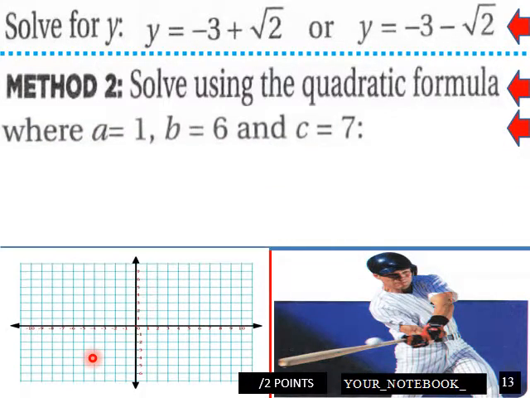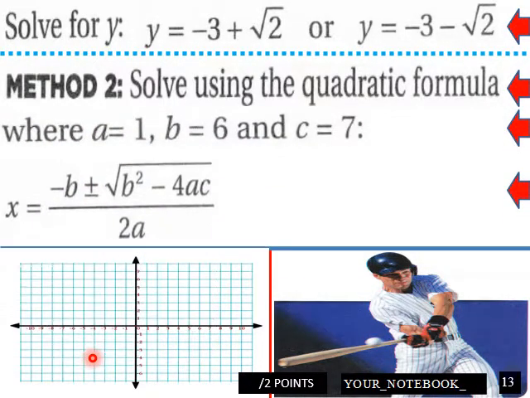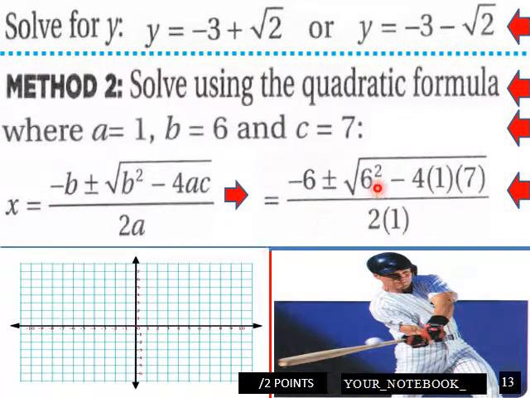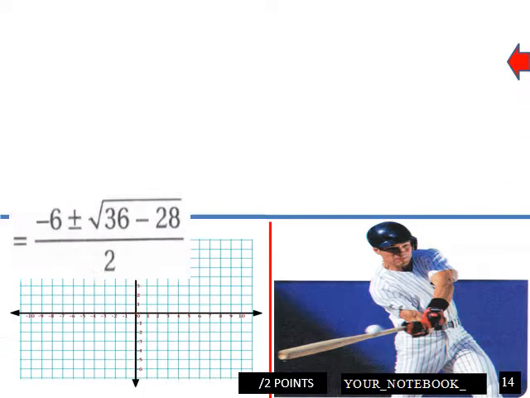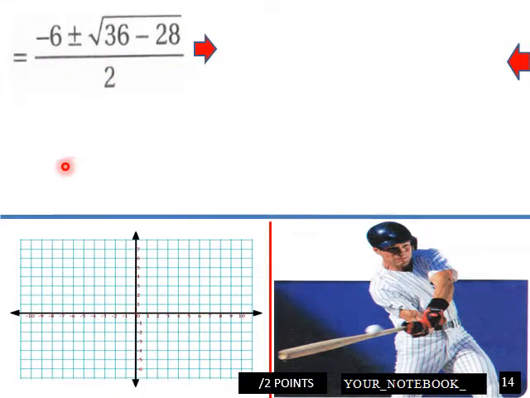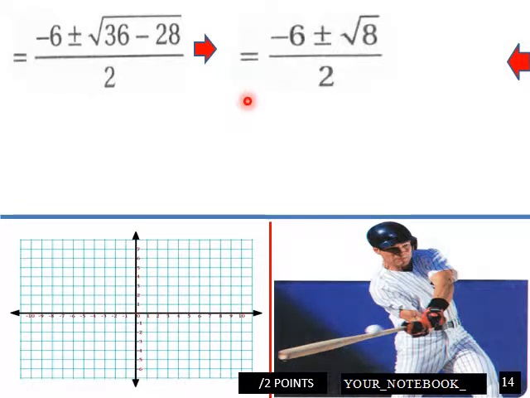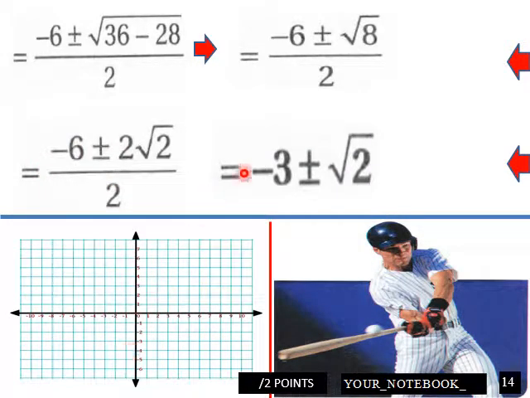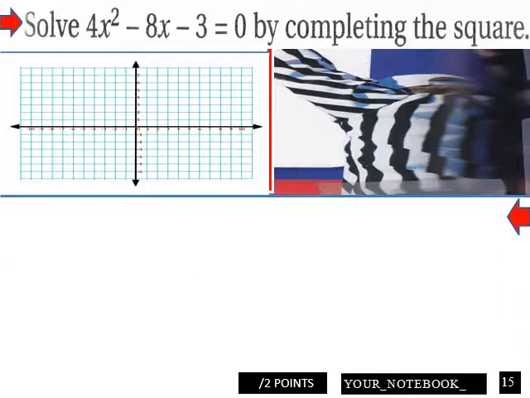Solve using the quadratic formula. So we're going to plug these values into our quadratic formula here. We get this situation. What does that amount to? We do the further arithmetic there, and we get negative 6 plus or minus the square root of 8 over 2, which produces this. And then we can factor: negative 3 plus or minus the square root. That's the way to do it with the quadratic formula.